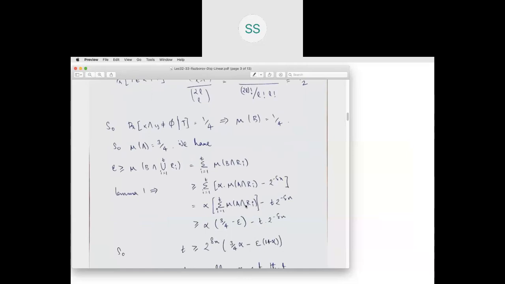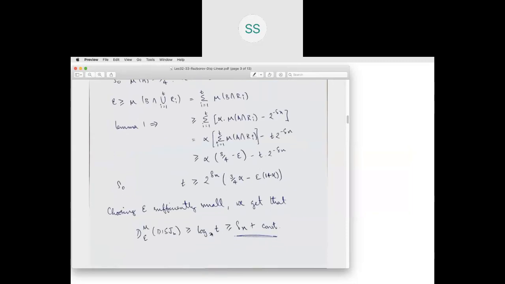And since the measure of 1 inputs is 3/4, this cannot be smaller than 3/4 minus epsilon. Otherwise, the protocol will have made an error of more than epsilon. And hence you get this, which can be rearranged to delta n plus constant by choosing epsilon adequately small. And that's how you get the linear lower bound for disjointness.